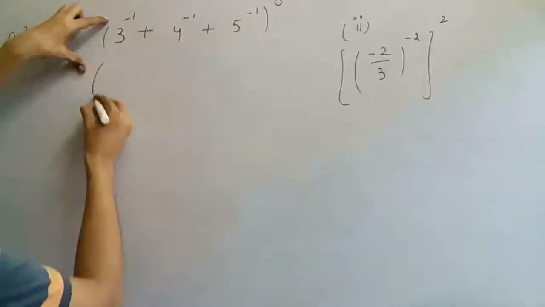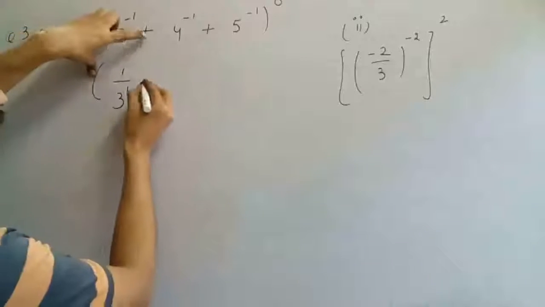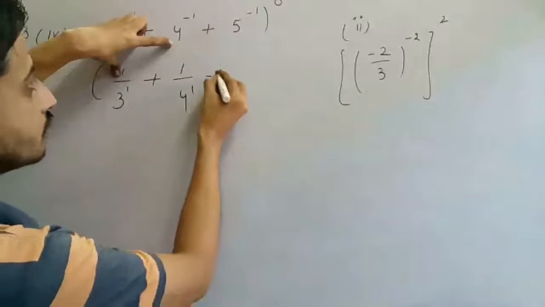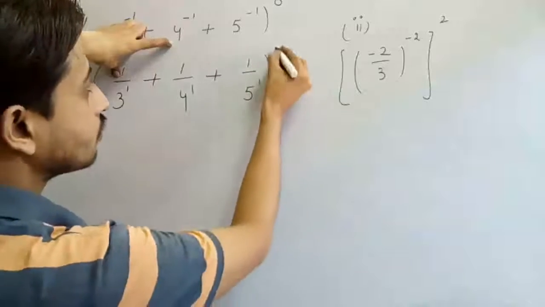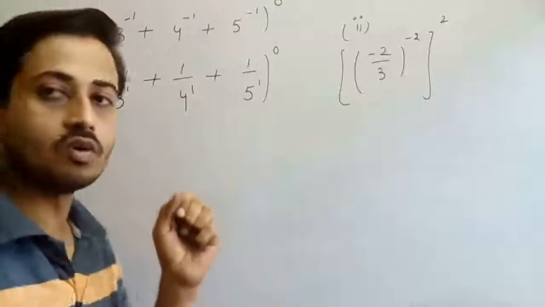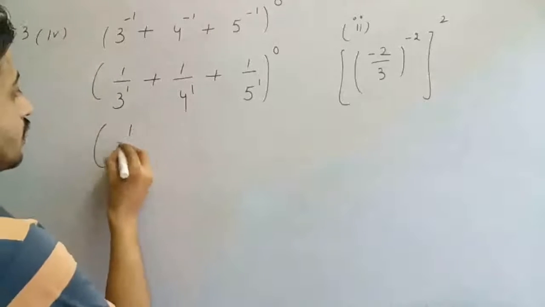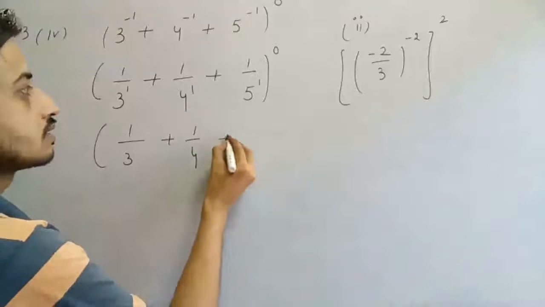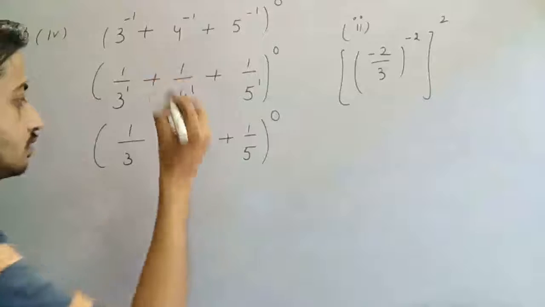3 raised to the power negative 1 can be written as 3 raised to the power 1 positive. Same here, this can also be written as 4 raised to the power 1. Same here, 5 raised to the power 1. Because we move the negative power, make it positive. And 3 raised to the power 1 means 3. Same, 1 by 4 plus 1 by 5, a whole raised to the power 0.